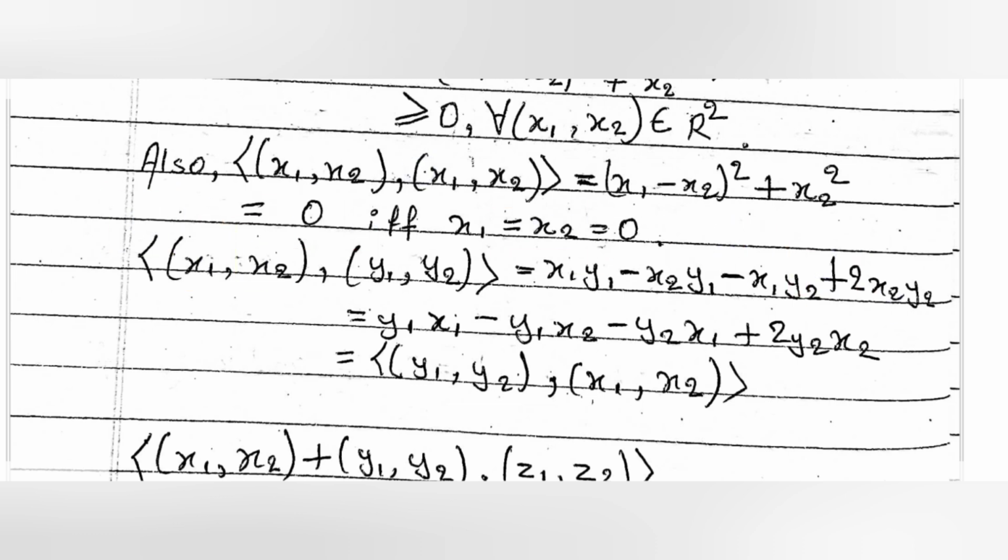Then we have ⟨(x1, x2), (y1, y2)⟩ is equal to x1 y1 minus x2 y1 minus x1 y2 plus 2 x2 y2. After solving this, we have y1 x1, you may also write it as x1 y1, minus y1 x2 minus y2 x1 plus 2 y2 x2, that is equal to ⟨(y1, y2), (x1, x2)⟩.